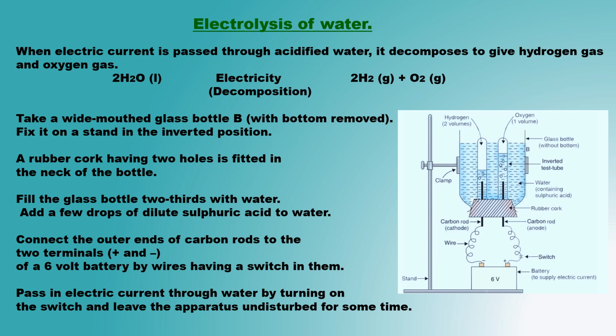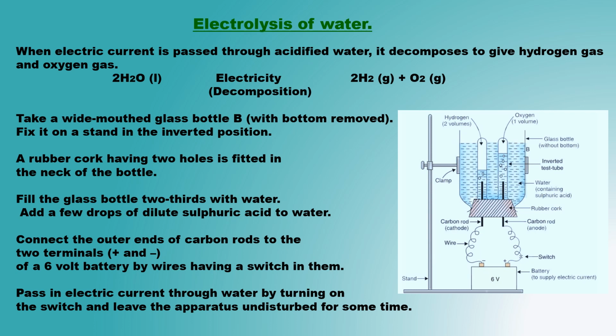Take a wide-mouthed glass bottle B, with bottom removed. Fix it on a stand in the inverted position. A rubber cork having 2 holes is fitted in the neck of the bottle. 2 carbon rods, called carbon electrodes, are fixed in the 2 holes of the cork tightly. The carbon rods are actually graphite rods. Fill the glass bottle 2/3 with water.